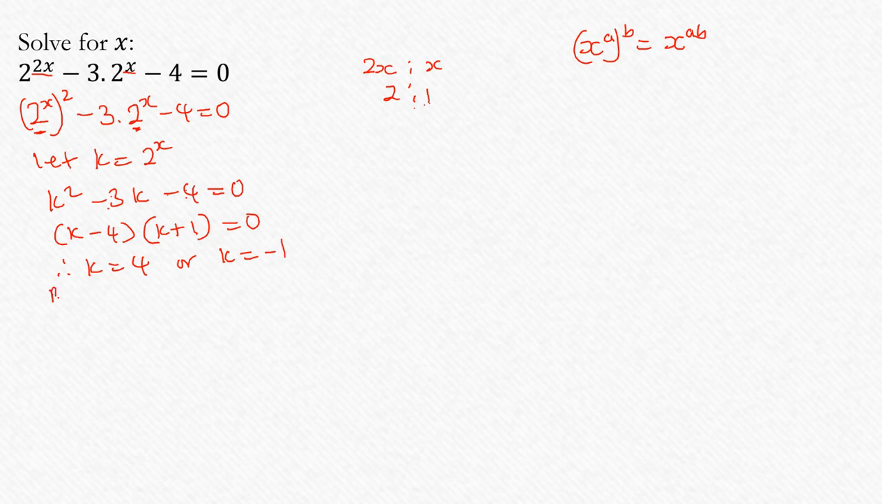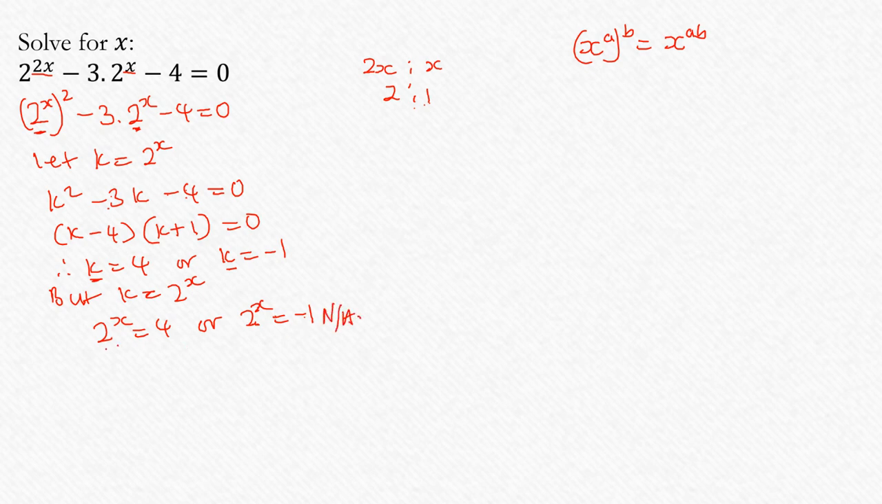But remember that k is equal to 2 to the power x. Okay, so now where there's k, we put what? 2 to the power x. So it means 2 to the power x is equal to 4 or 2 to the power x is equal to negative 1. Right, we can't have a positive base raised to a power and then getting what? A negative answer. It's impossible. Okay, right, 2 to the power any number here, we're going to get a positive answer. So this one, there's no solution here, not applicable.